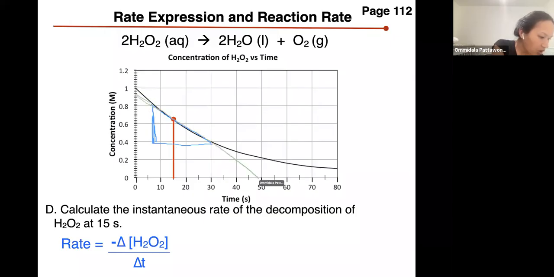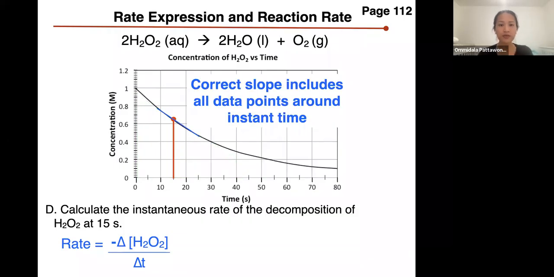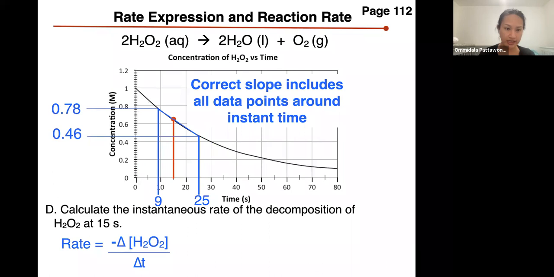Okay, so either way, the slope of the small triangle versus the big triangle would be the same. It's going to give you the same value anyway. In this case, I'm going to use the small triangle right here. So I'm going to get 9 seconds, and the reading for the concentration is 0.78, and the time would be 25. The concentration at this point would be 0.46.